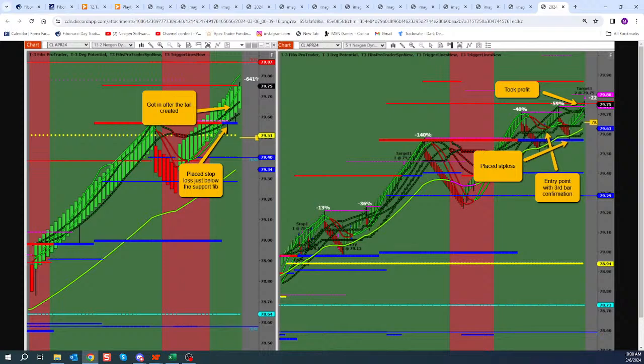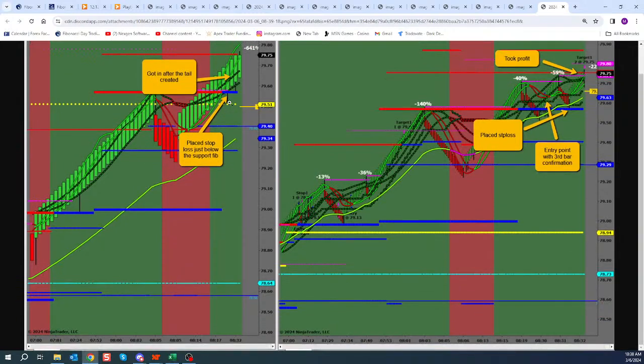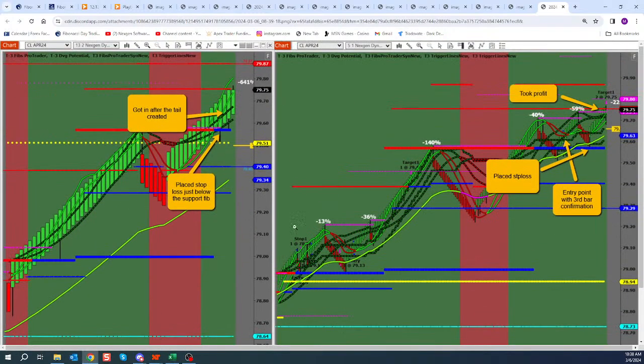All right. Grant, place stop loss just below the fib support. You got in after the tail created. I'm going to encourage you guys to not try to trade the tails on the large chart. This is too slow, guys. If you want to get long, your long is from support inside of triggers. That's your best spot. That's the least amount of risk and the most amount of profit. And then once you get into the area, it's trade over.